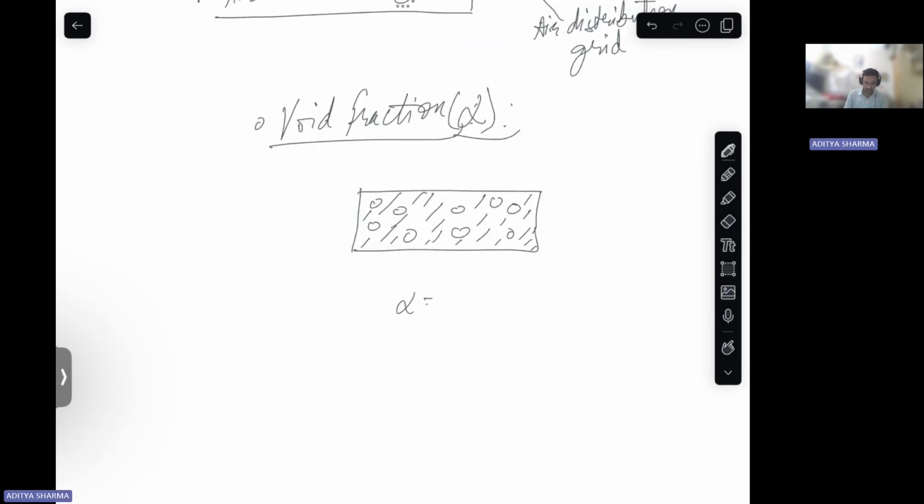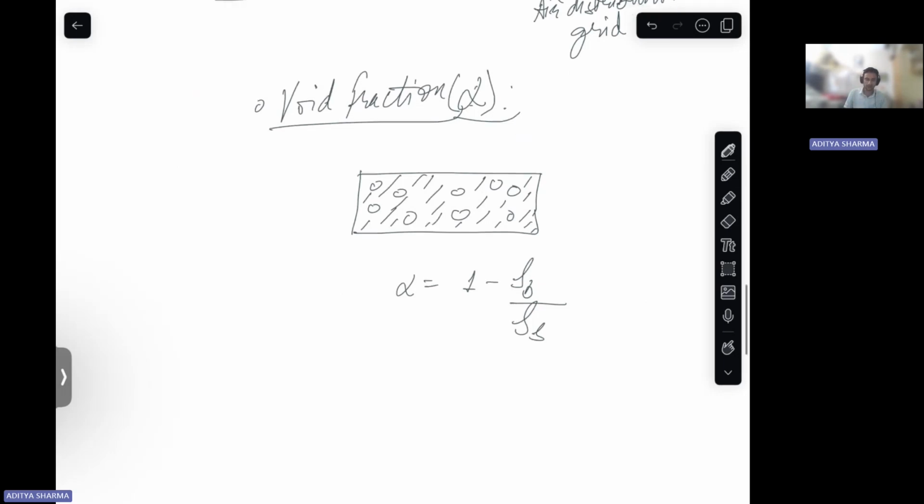is alpha = 1 - rho_b / rho_s. So rho_s is the density of your fuel particles, and rho_b is your bulk density, if I remember the name correctly. The meaning is that when your bed is in fluidized state, what is the density if you take the whole volume of your bed? That is the meaning of this rho_b.